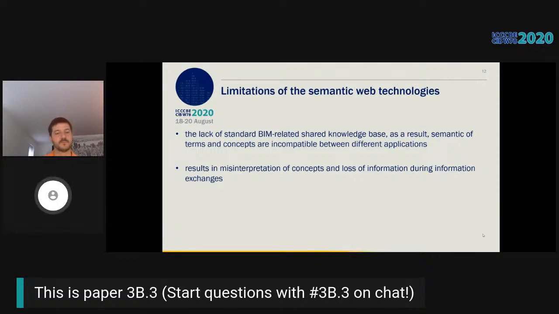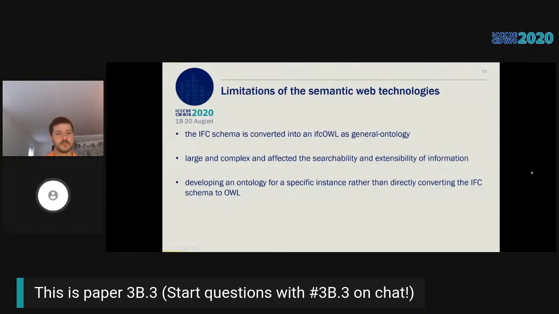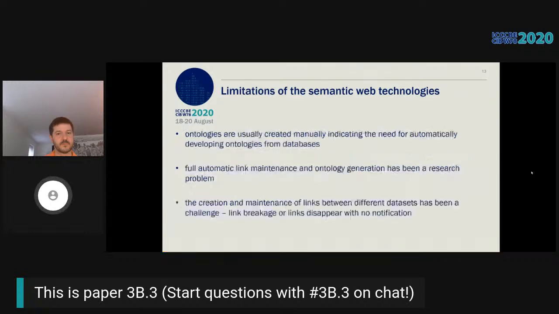The first limitation is the lack of a standard BIM-related shared knowledge base, which results in misinterpretation of concepts and loss of information during information exchange between different applications. To address this issue, the IFC schema was converted to IFC OWL, which ended up becoming large and complex, which affected the searchability and extensibility of information.